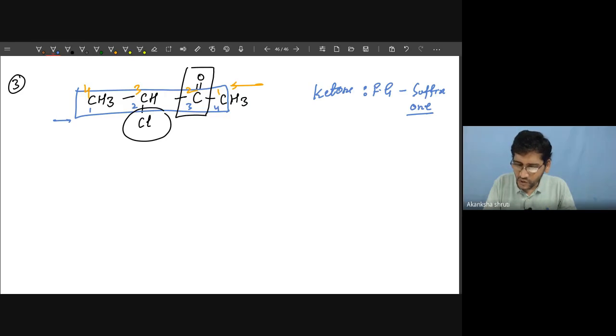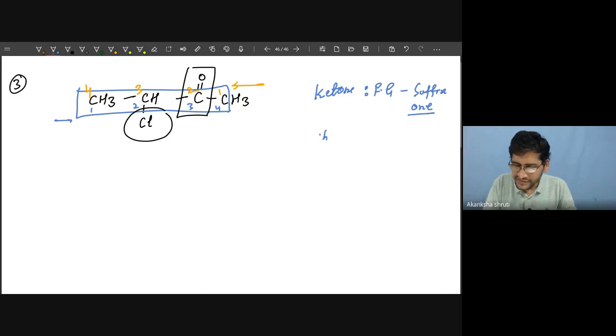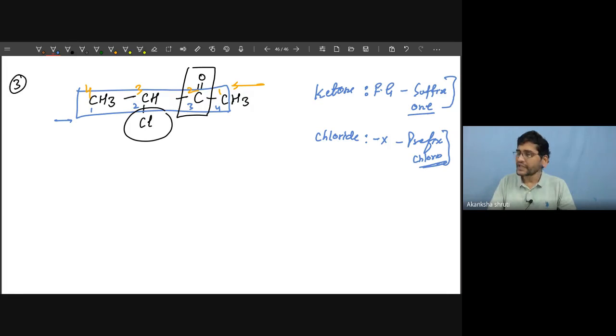Another one is the chlorine, that is chloride, means it is like this. So this is used as prefix. The prefix chloro should be used. So in this case, wherever the prefix and suffix both are there, then the functional group, meaning the suffix, is the determining factor. So it is the main functional group, or this determines.